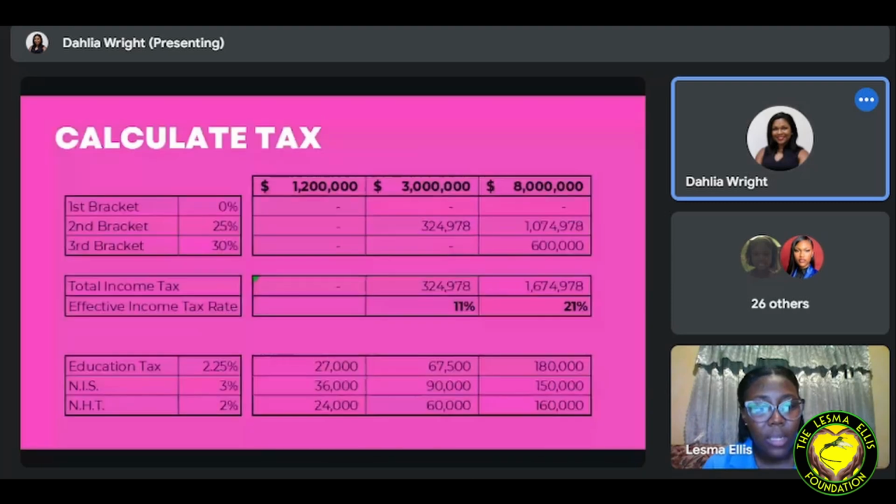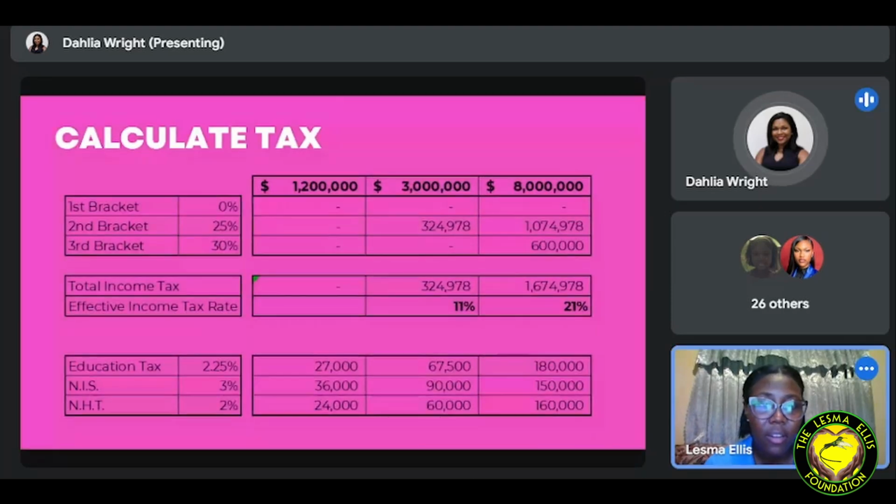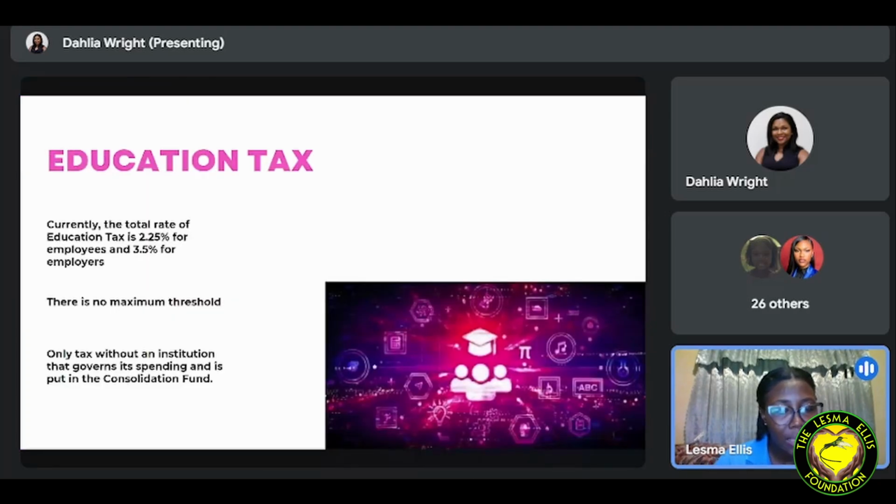Go ahead. Yeah, I have a question. So for education tax, as an independent contractor to a company, would the 2.25% be the one that applies if they want to pay taxes?